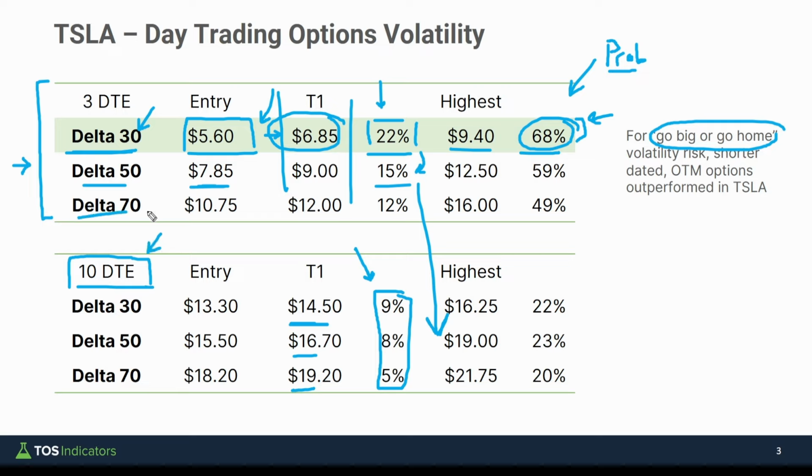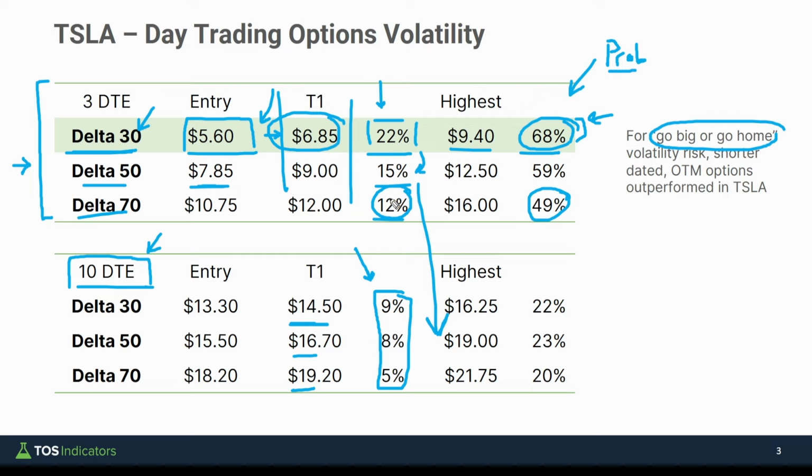Back to our 3 days to expiration, the Delta 70s were the ones that moved the least across the board. They were the most expensive, they moved the least. So again, if you wanted to trade that closer dated option, but you still wanted to reduce the volatility, the Delta 70s was a nice way to do that.